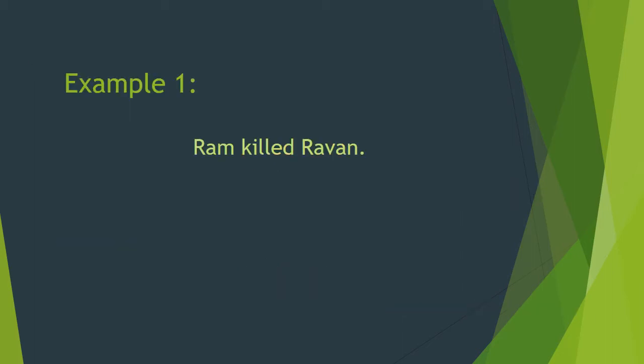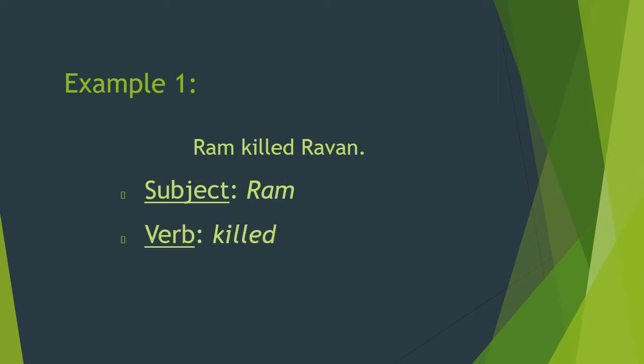Let us learn with an example. Ram killed Ravan. Subject is Ram, verb killed, object Ravan. In this sentence, Ram is the subject, the doer of the action. Action word is the verb killed. The action is passed on from the subject to the object. The sentence begins with the subject Ram and ends with the object Ravan and the action, that is the verb, is in active voice.